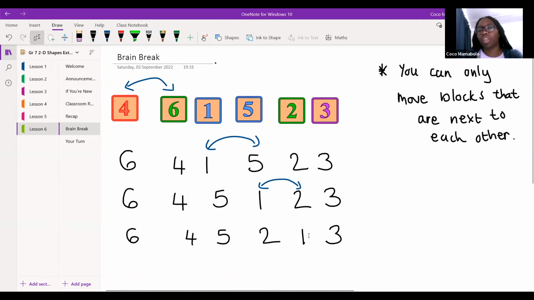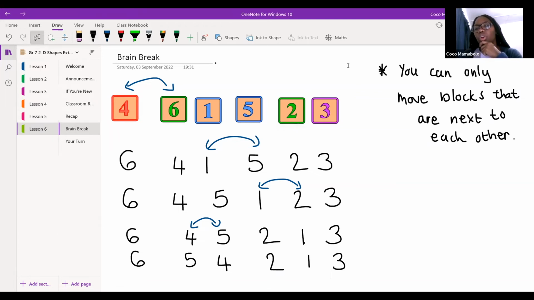Wisdom, are you ready? What's my next move? Swap 4 and 5. Okay, we can swap 4 and 5. Then it's going to be 6, 5, 4, 2, 1, 3. Okay. I don't know if you guys are doing it backwards rather than forwards, but I want to see where we're going to go.